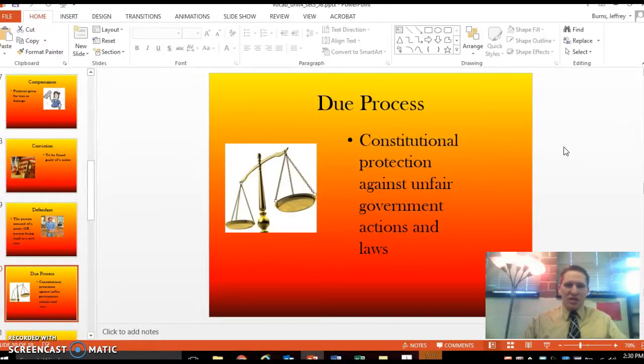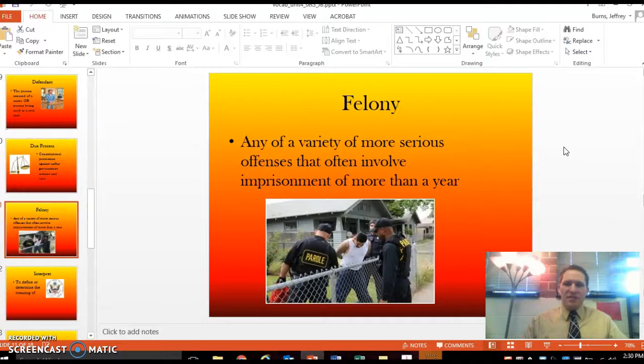Alright, and the last word on this page is going to be due process. We talked about this in Unit 1, but the 5th and 14th Amendments, due process is protection against unfair treatment by the government. You have certain due process rights that must be followed. You have a right to a speedy trial, you have a right to an attorney, you have a right against double jeopardy, I should say, you have a right to not take the stand against yourself, etc. Okay, due process.